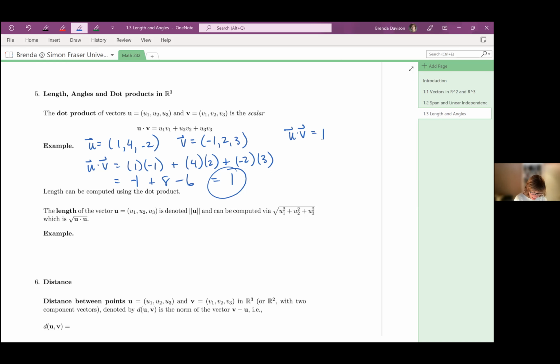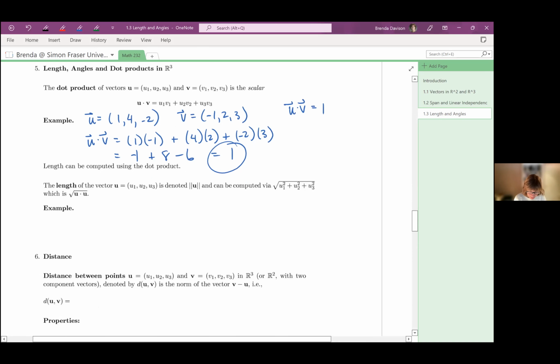All right, so we had seen before a formula for computing the length of a vector, and we can now express that in terms of the dot product. I think this is fairly clear, you look at this, you can see it's the dot product of u with itself. So let's just do an example here. Let's take the same vector u from above. And then we can take the norm of u, and that is the square root of 1 squared plus 4 squared plus minus 2 squared.